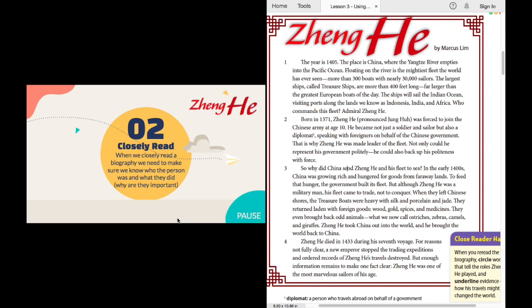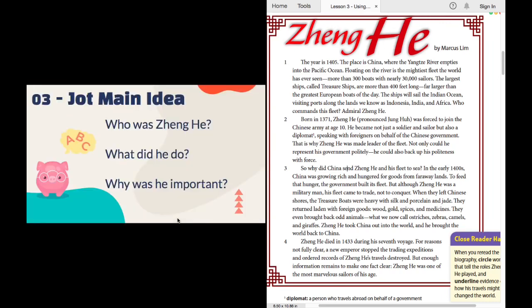Alrighty, so after closely reading this text, I've learned a lot about Zheng He, right? When I'm answering these questions, my main idea is going to have to do with who Zheng He was and why he was important, right? So I'm going to answer these 3 questions and then sort of merge them all together to actually jot my main idea, which is step number 3 in our plan of attack.